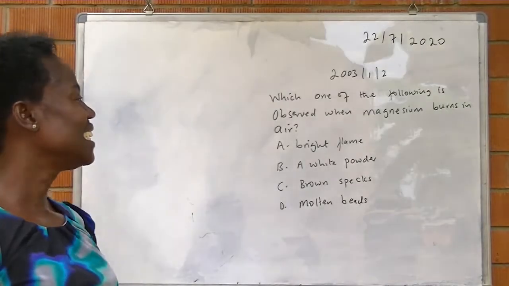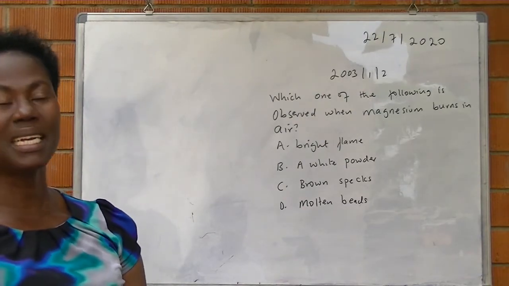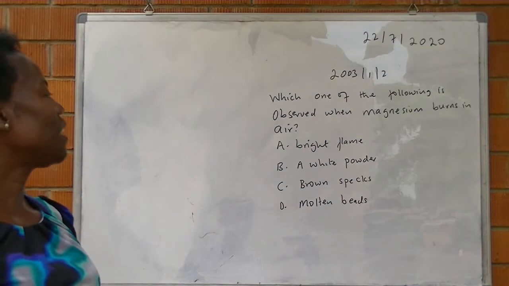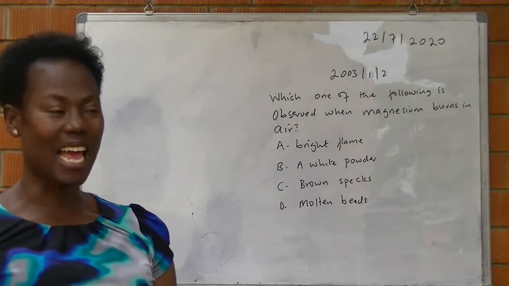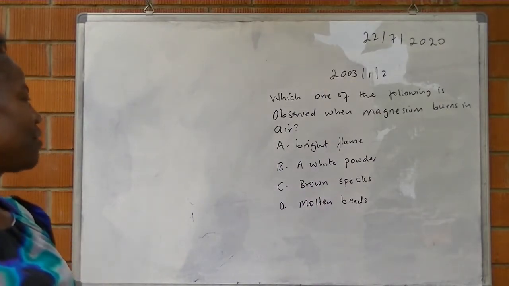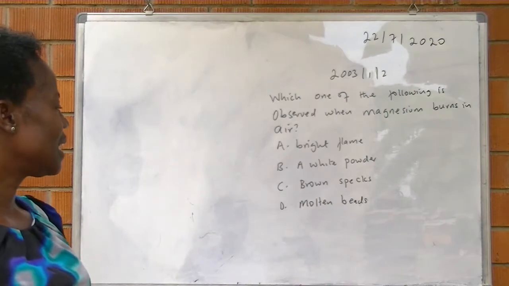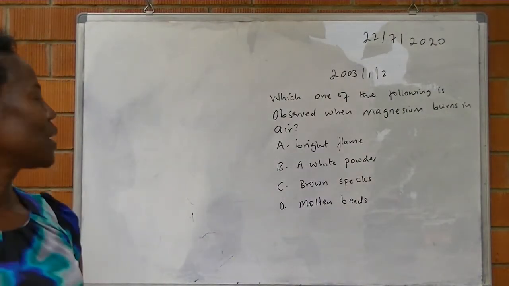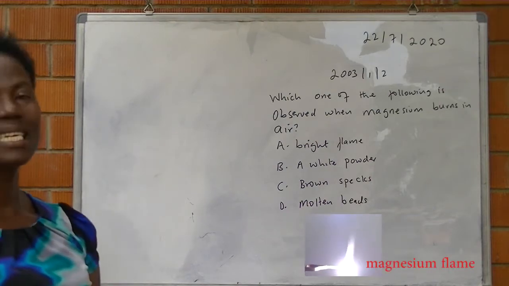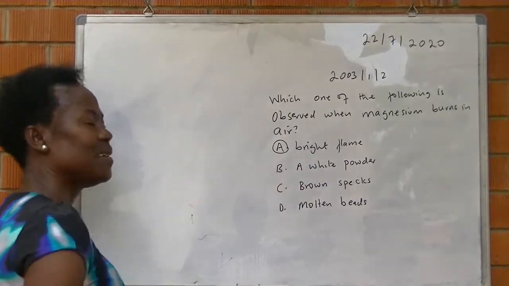Another question is number 2, paper 1, 2003. Which one of the following is observed when magnesium burns in air? A, a bright flame, B, a white powder, C, brown specks, D, molten beads. We observe a bright flame, and the answer is A.